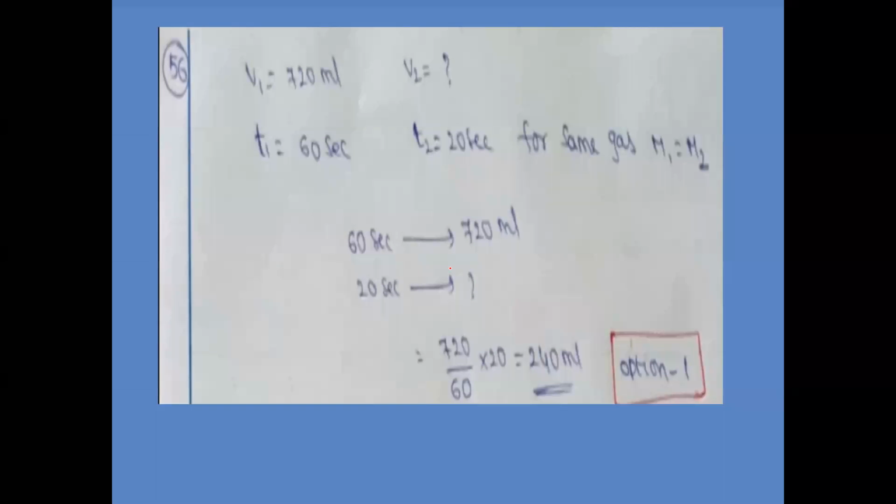So what is it? 60 seconds. In 60 seconds, the volume diffused is 720. In 20 seconds, how much? 240 ml. So option 1 is right.